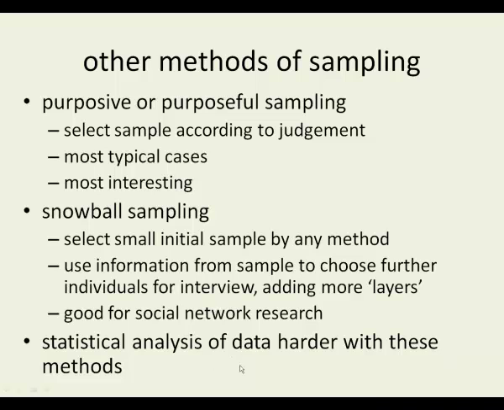Although people are developing ways of randomly selecting within networks. So saying, well, let's say you start with one person, you get the list of their friends or their contacts, you randomly select some of those and so on. But it does get quite difficult.